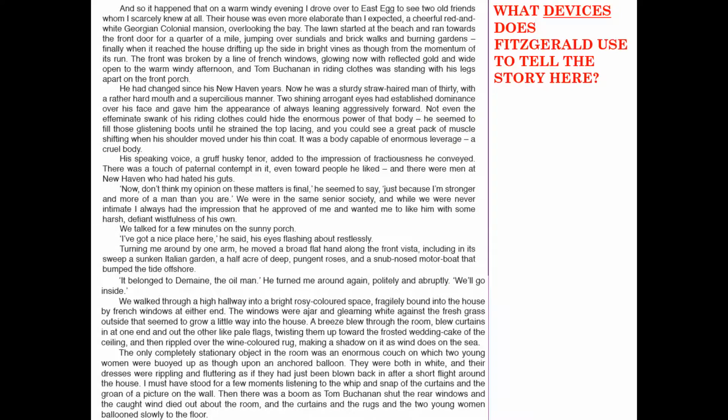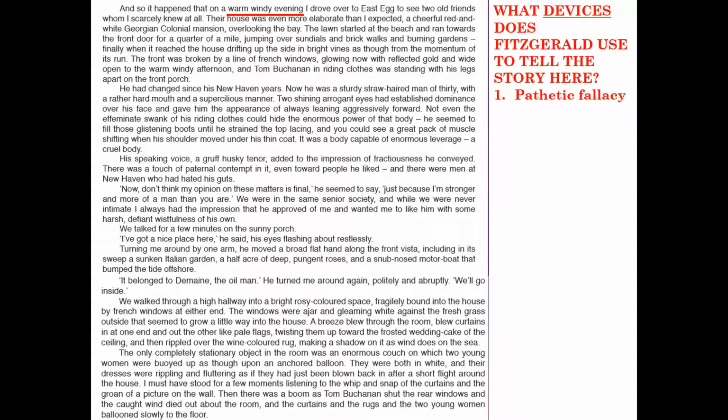Okay, so this is a close-up of the extract. It doesn't look like much, but there are tons of devices here. So I'm going to go through and highlight all the things you could have talked about, or you can talk about if you want to have a practice, if you wanted to talk about how Fitzgerald tells the story here.